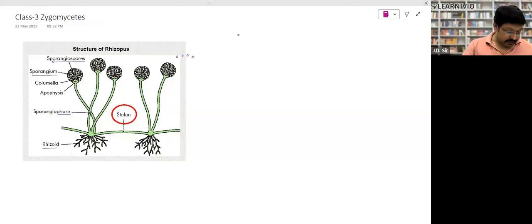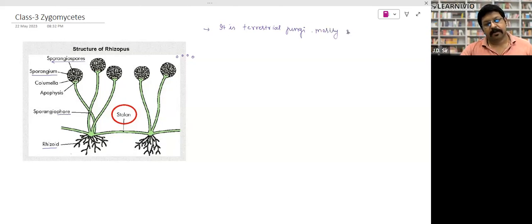And what are the characteristics of this one? First, the general characteristics. They are terrestrial fungi, meaning they are found on land, and mostly saprophytic. Nutrition we have discussed. Saprophytic means they mostly grow on dead and decaying parts, and they are rarely parasitic. Right.